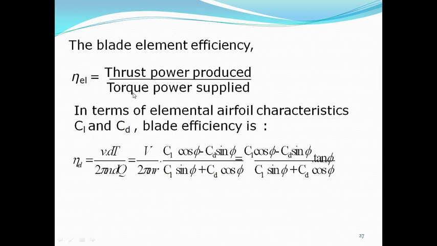And efficiency, again, is the output thrust power produced. This is the output, and the input is the torque we are giving to the propeller. That's the torque power supplied. So this is the efficiency, and putting all the equations we obtained and discussed in the last slides together, we will get something like efficiency.